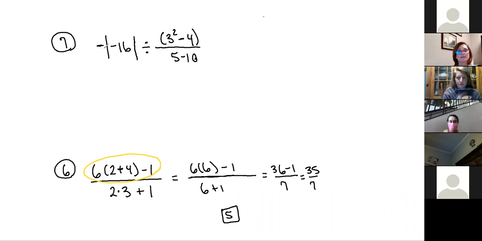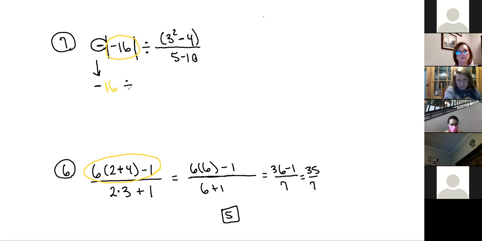Now, this negative is outside of the grouping symbol. If a negative is outside of a grouping symbol, it's going to stay with you. And like we talked about earlier, the absolute value of negative 16 is just going to come out as 16. So these don't affect each other. If a negative is outside of a parenthesis or absolute value, it's going to stay. This is going to come out as 16.